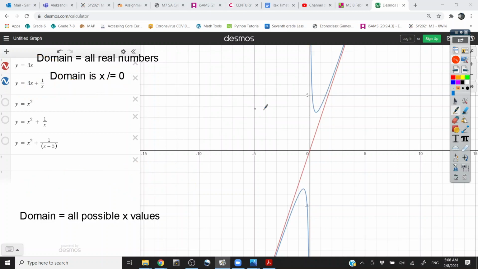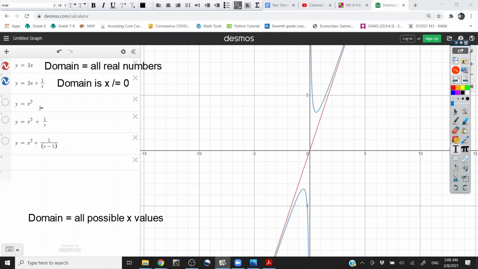So let me clear this off and just say, the domain for the first one is all real numbers, so we get this red line. The domain for the next one is x is not equal to 0. So when we're far from 0, these functions are the same essentially, but when we get close to 0, that asymptote happens. The same thing will happen in the next two.